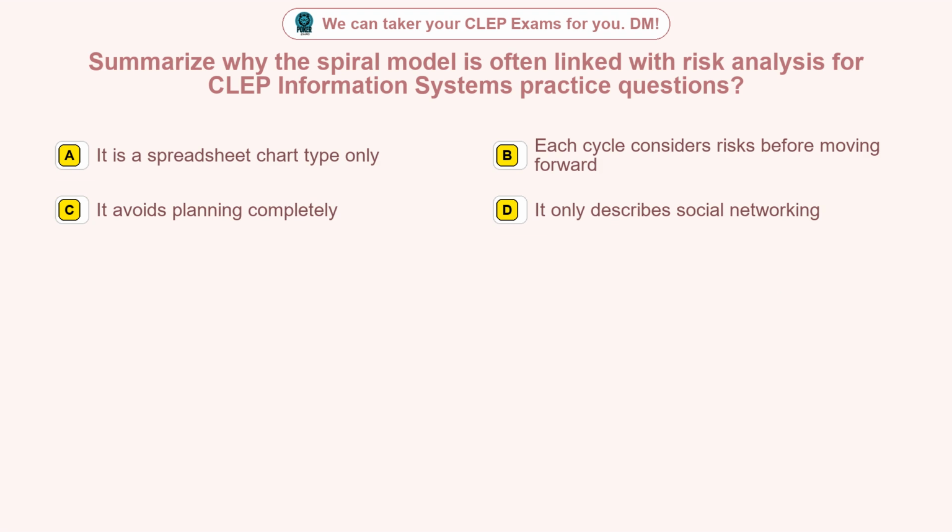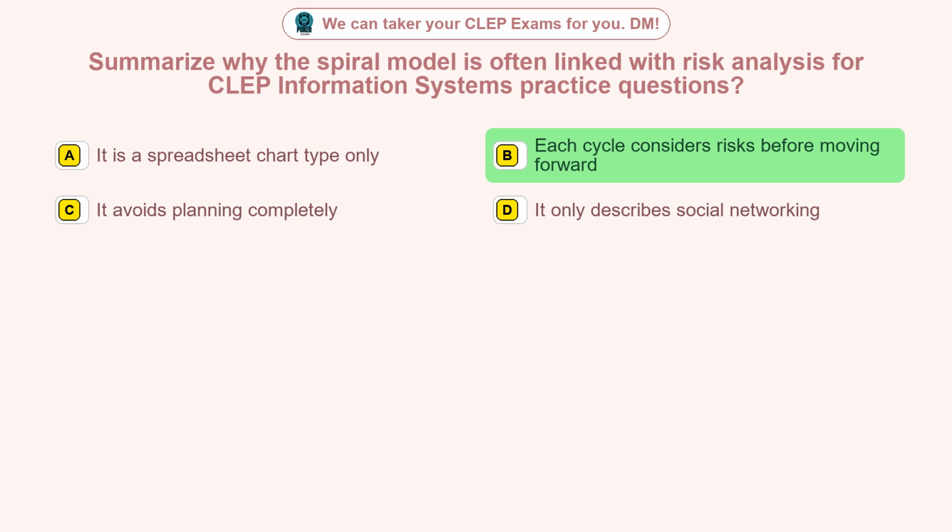Question 71. Summarize why the spiral model is often linked with risk analysis for CLEP Information Systems practice questions. Option A. It is a spreadsheet chart type only. Option B. Each cycle considers risks before moving forward. Option C. It avoids planning completely. Option D. It only describes social networking. The correct answer is option B.